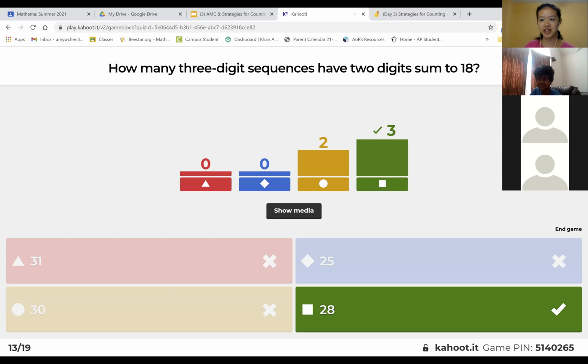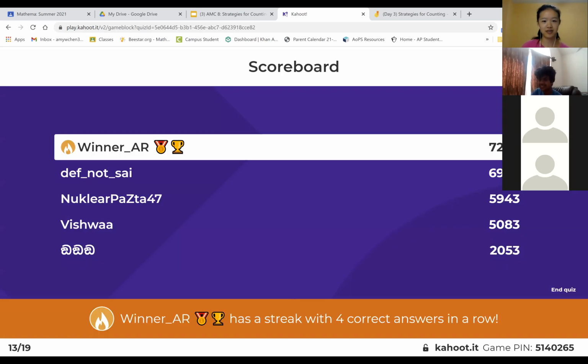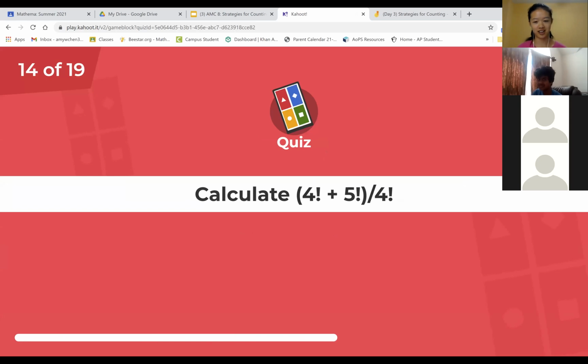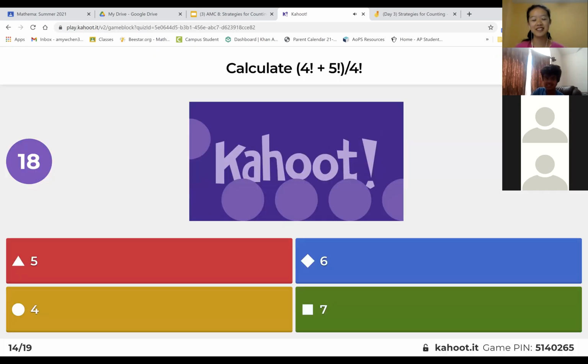Okay, yeah. Basically, 2 of the digits have to be 9. However, if you have 999, you don't want to accidentally overcount it. Calculate. Oh yeah, I got lazy with this one too. This one's actually really easy. You don't even need to use the distributive property for this. It is quite easy.